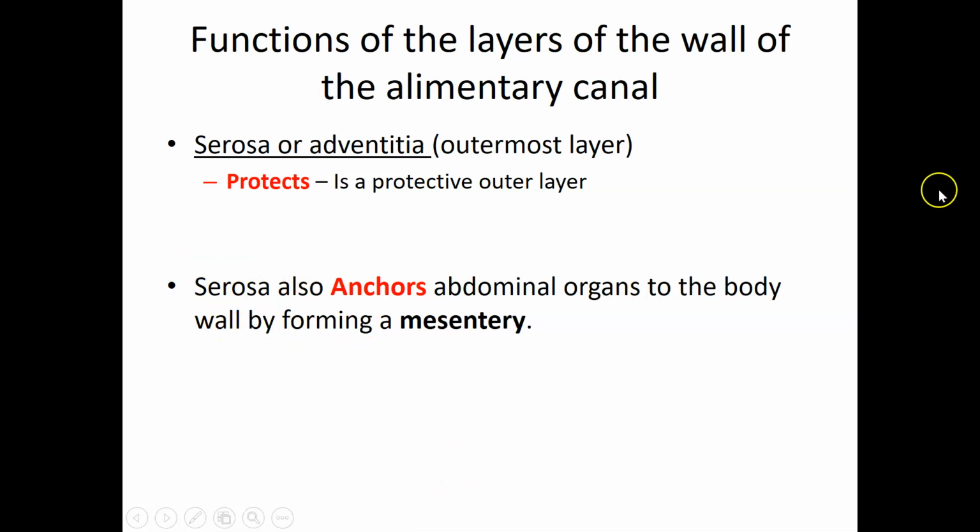The serosa layer plays an additional function. And that is, it's wrapping around the segment, let's say the small intestine, it wraps around it, and then it extends from that segment to attach to the body wall. And this helps to anchor the organ to the body wall. So anchoring is another important function. And this attachment is called the mesentery, and I'll describe that more in a bit.